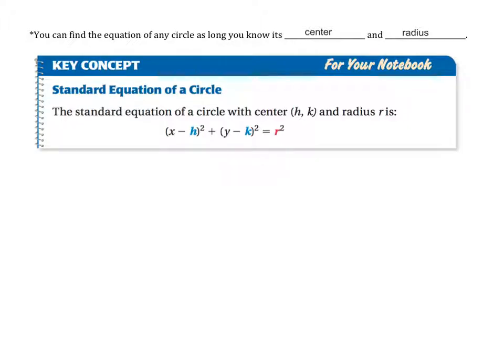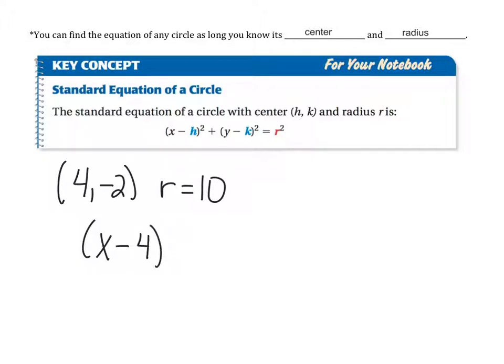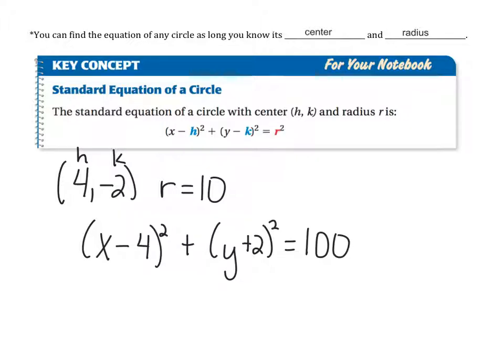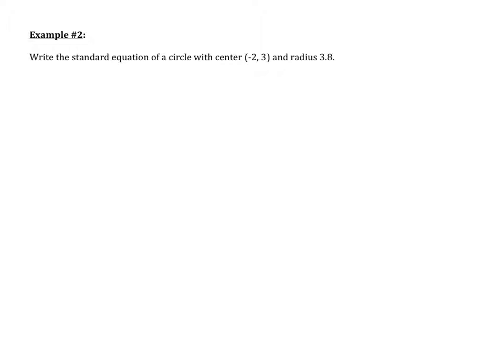So if I had a center of 4, negative 2, and a radius of 10, my equation would look like this. X minus 4, since this is the h, squared, plus y, it'd be minus negative 2, so it'd be plus 2, since this is the k, squared, equals r squared, which would be 10 times 10, which is 100. Let's look at another example. So here's example number 2.